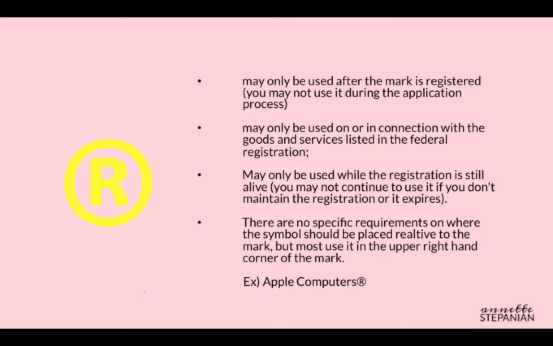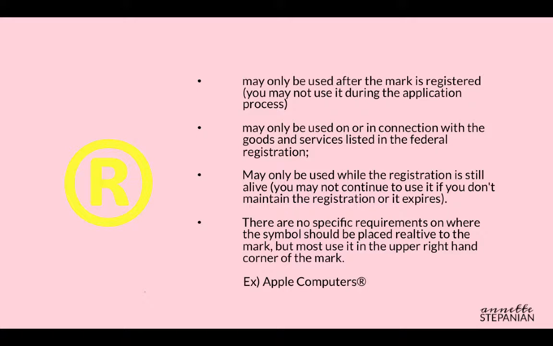Now for the registration symbol, the R with a circle around it, that relates to trademarks, and there are specific rules about when you can use it in connection with a trademark. You can only use it after the mark has been registered by the U.S. Patent and Trademark Office. You can't use it during the application process, while you're waiting for your trademark, or if you're intending to register a trademark. It can only be used in connection with the goods and services listed in your federal registration application.